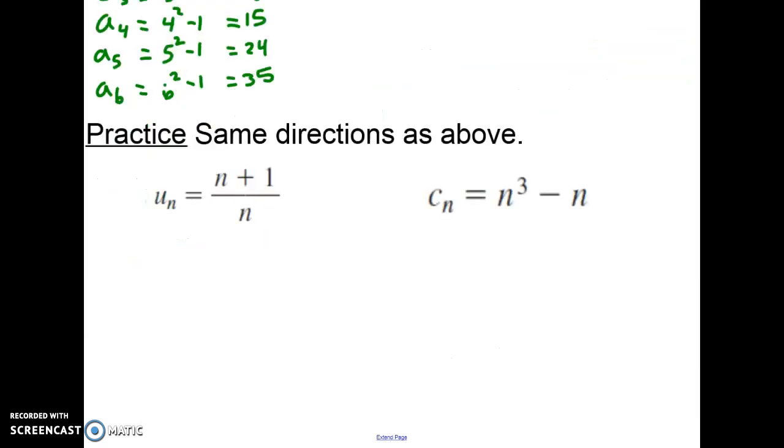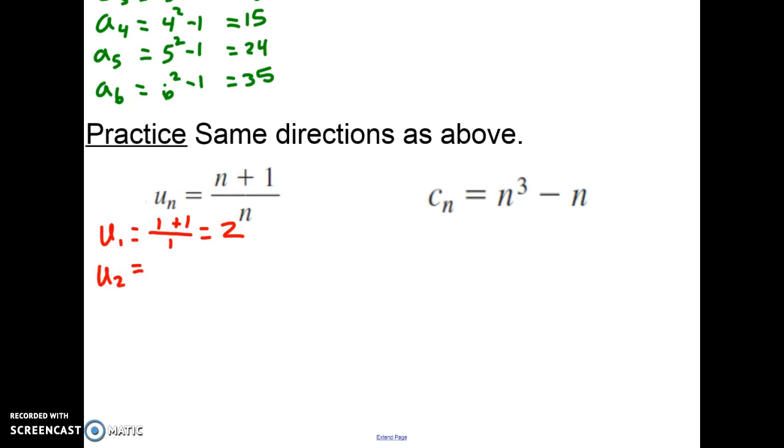All right, hopefully you took some time to practice those. Here they're using some different letters. Over on the left we have u and n, and on the right we have c and n. So here we're just finding the first 6 terms. We go u of 1, which means that we just have 1 plus 1 on top, but we're also plugging 1 in here at the bottom. 1 plus 1 on top, that would be 2 over 1. That would be just 2.